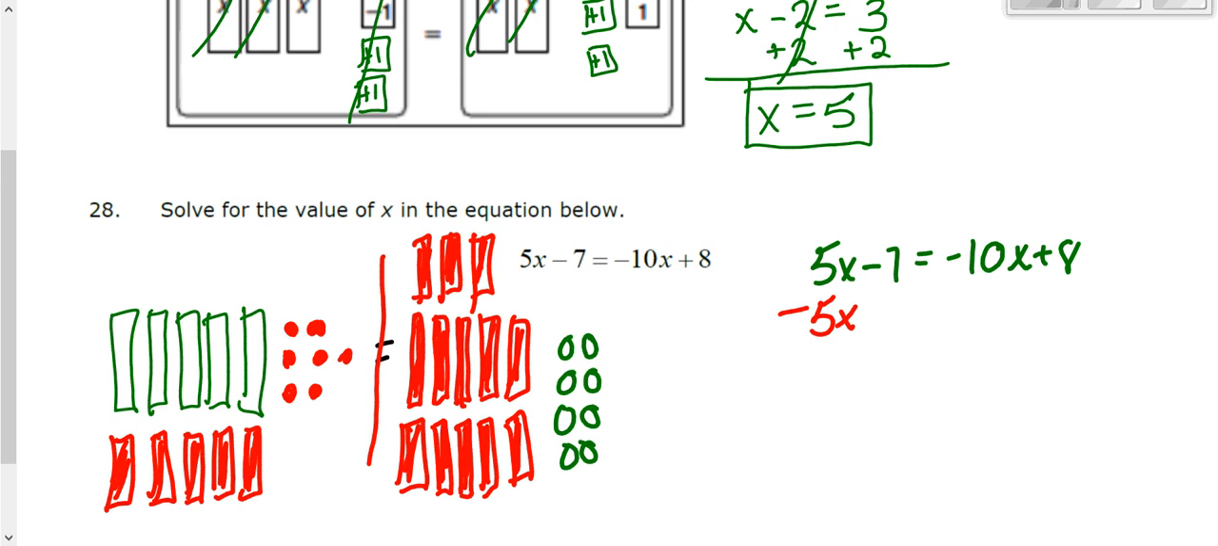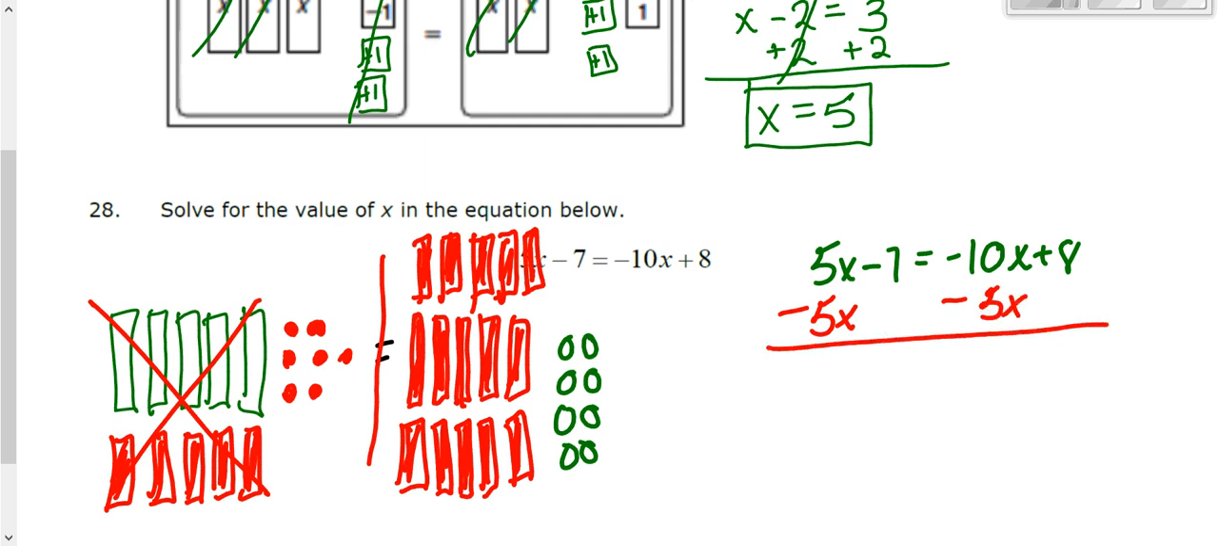If I add something to one side, I have to add it to the other. So I added 5 negatives, which gets rid of them on the left side. And they cancel each other out. But I have to add to the other side. So looking at my equation, now we're left with negative 7 equals negative 15x plus 8, which is easier to see with the model. You can see I have 15 negative x's plus 8.